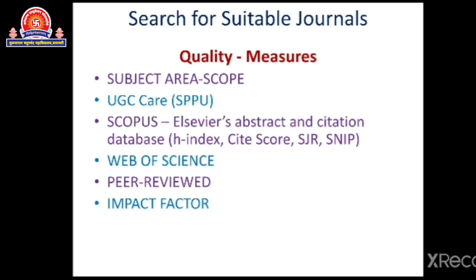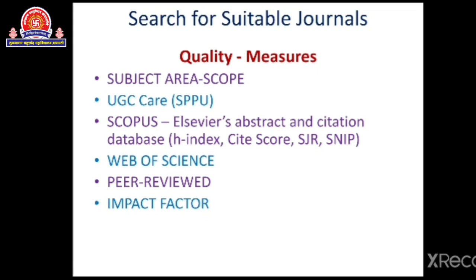university. Then whether the journal is indexed or listed in Scopus. Scopus is a database prepared by Elsevier. It is Elsevier's abstracts and citation database that gives several quality parameters, for example, H index, CiteScore, SCImago journal rankings, and SNIP. So if the journal is listed in Scopus, of course it shows its reputation. Then the journal should be listed in Web of Science.